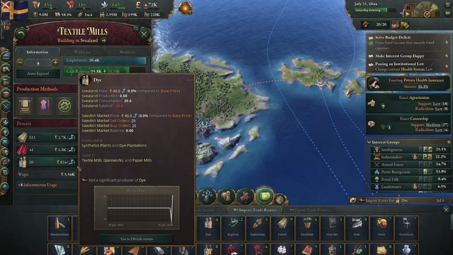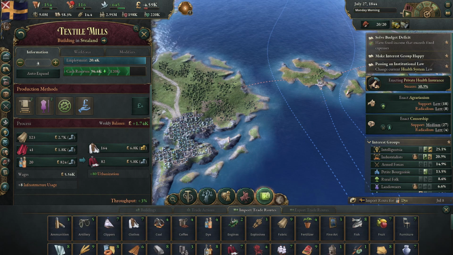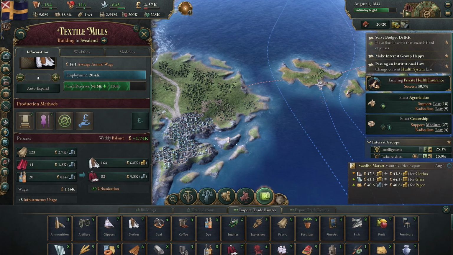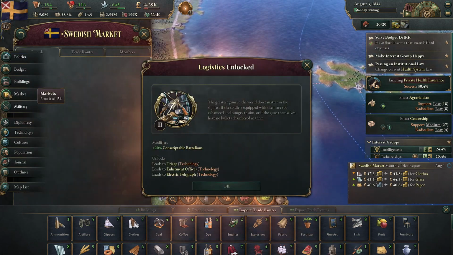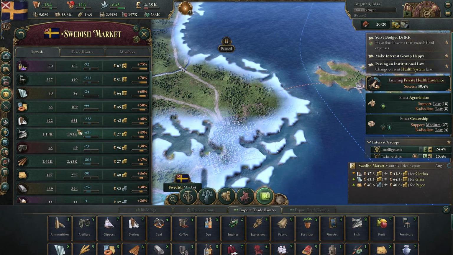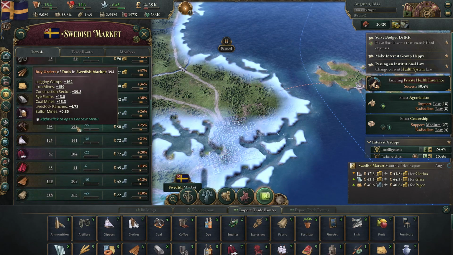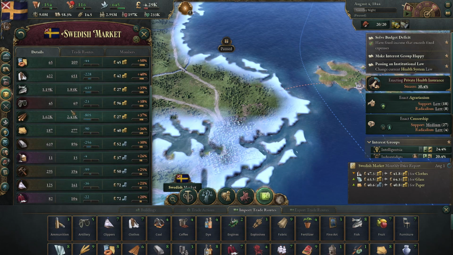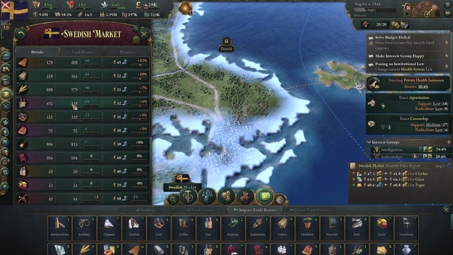So the price is okay, actually. Right. So we're now in a position to dye. Will that bring down the... Wow. Got logistics now. Description of battalions. Where's dyes in here? Just wish there was a way. Is there any way you can sort these alphabetically as well?